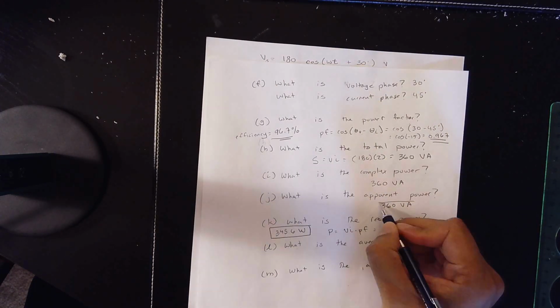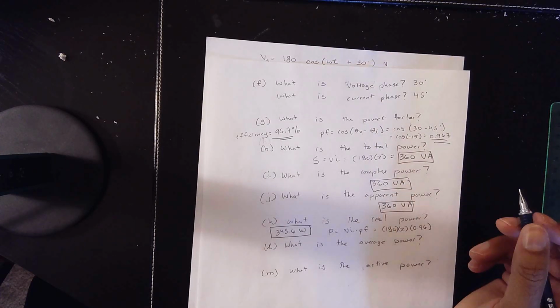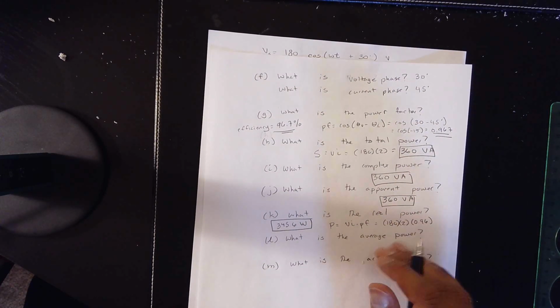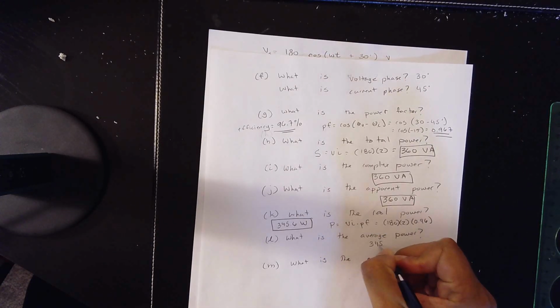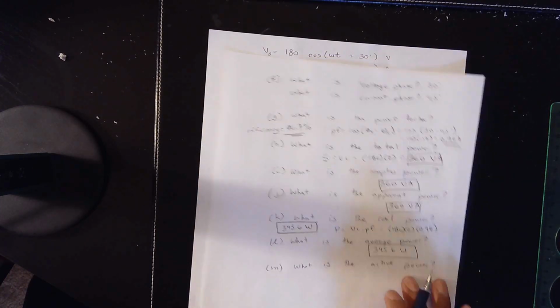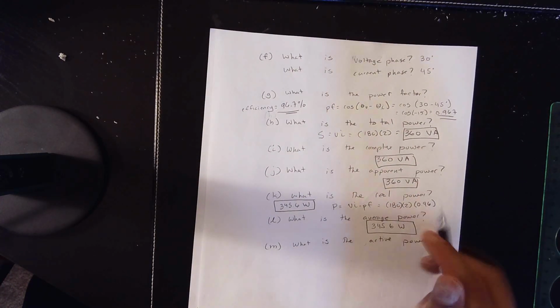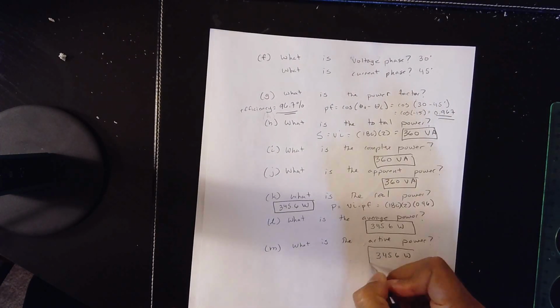What is the average power? Let me just go ahead and do this. Let's get that answer, right? What is the average power? Average power is the same as real power. 345.6 watts. What is active power? Active power is same as average power and real power. 345.6 watts. Okay?